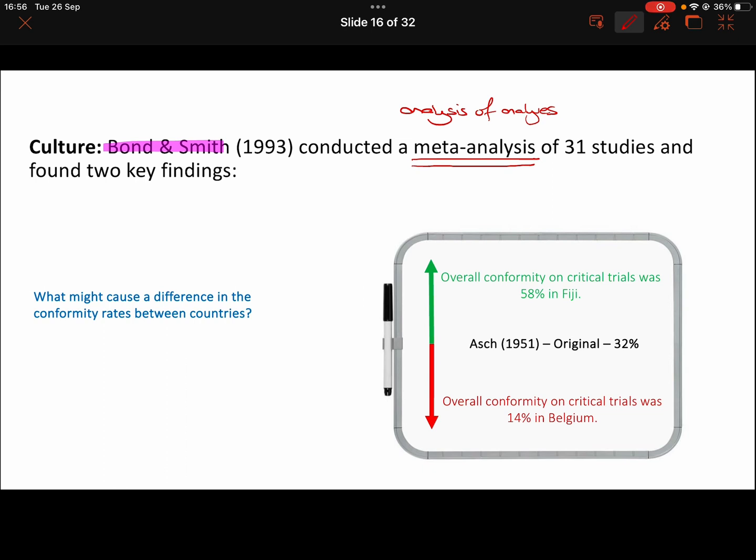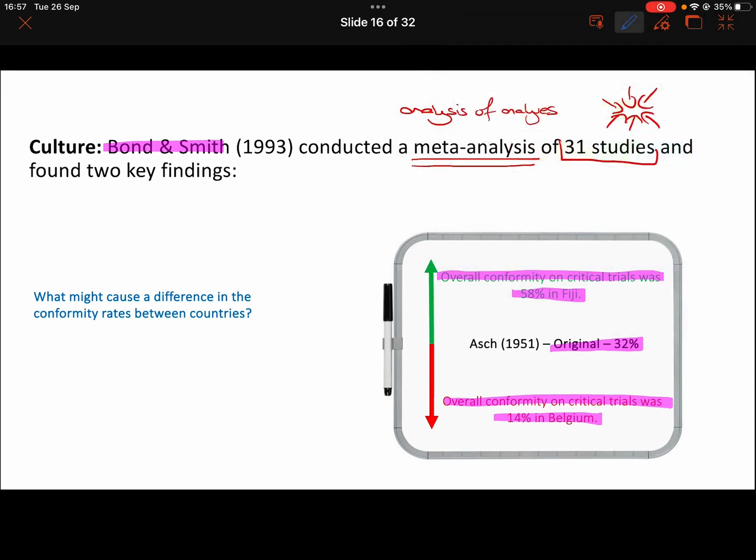So what this involved was the combining of the data from 31 studies. They all had a similar aim, they had similar methodology. So we combine all of their data into sort of one mega study where we were able to identify trends and patterns across all of these data sets. There were some very, very interesting findings. We saw cultural differences in conformity. Compared to Asch's original study, where we had average conformity of 32%, in Fiji, that was 58%. 58% on average conformed. In Belgium, it was much lower, at 14%.